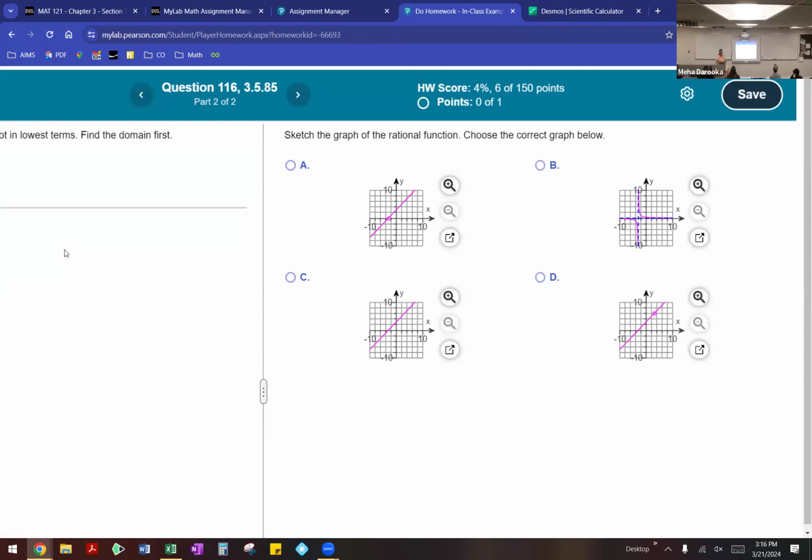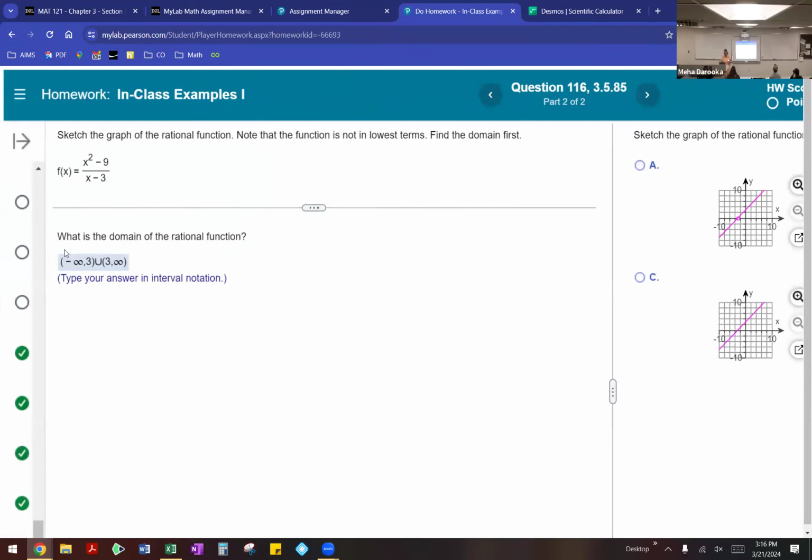So what's happening here is because this function was not given to us in lowest terms, we will actually need to do that. So we have x minus 3 on the bottom, but we can actually factor that numerator. You have x squared minus 9. What can we factor that into?